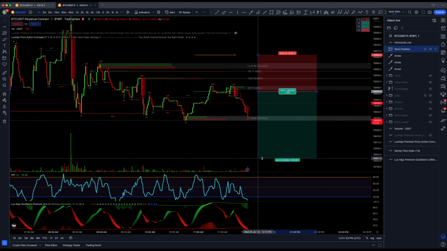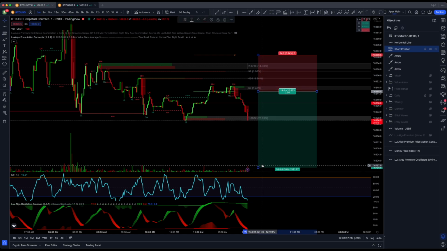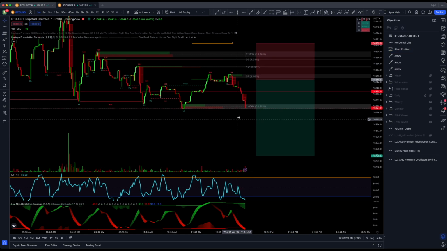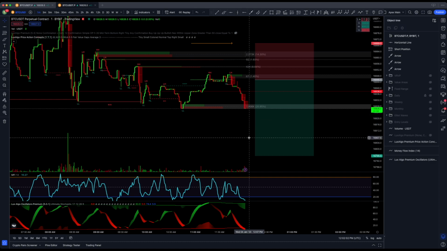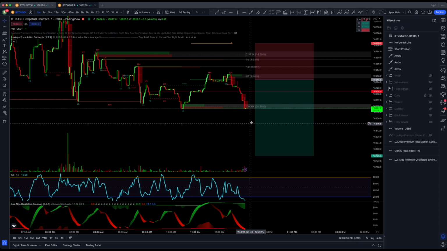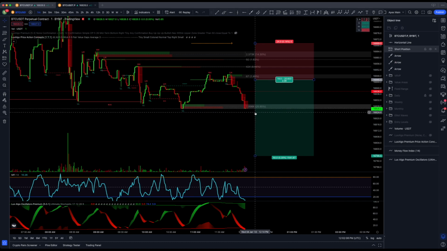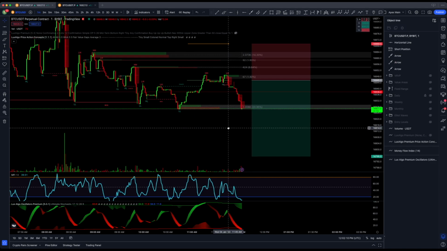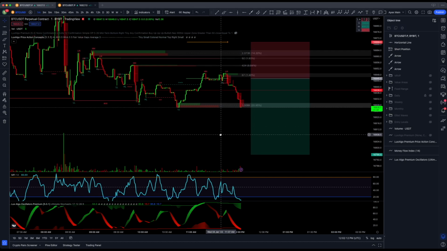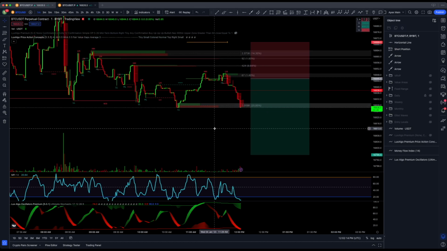Currently at $190 profit. We want to see another nice move to the downside, if possible, breaking this structure and then coming back up and retesting this. That would solidify, at least in my mind, that there's more bearish continuation on the shorter time frames.